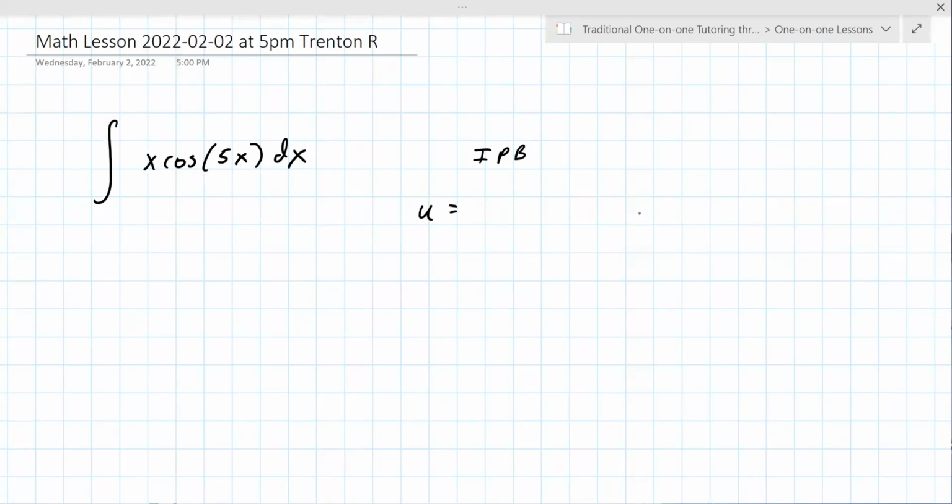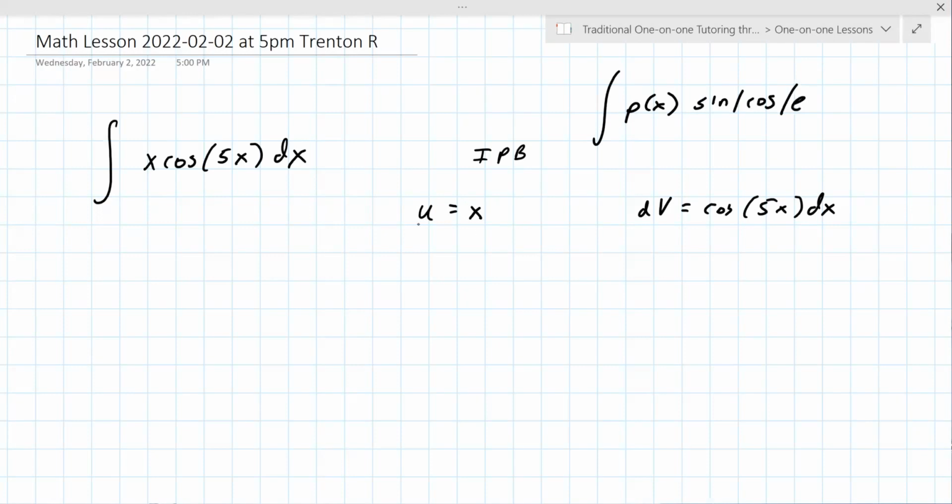So here you have to figure out u and dv. This is the type where it's a polynomial times a trig function. This is always x, the polynomial is u, and the dv is the cosine 5x dx. So whenever you get an integral that's a polynomial of x, like x squared, whatever it is, times a sine, a cosine, or an e, it's always this path that we're about to go down.